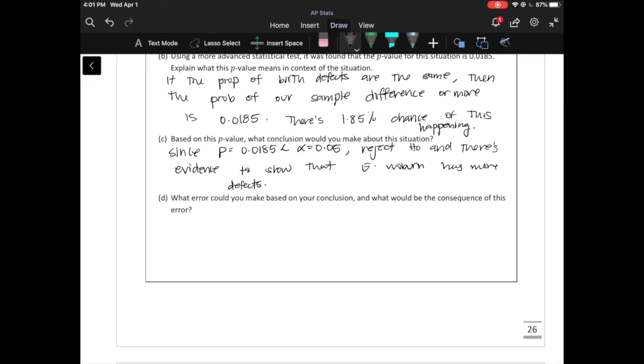What error could you have made based on this conclusion, and what would the consequences of this error be? Go ahead and answer that now. So since we rejected H0, this is a type 1 error. And a consequence of this is that the company gets sued when they did nothing wrong.